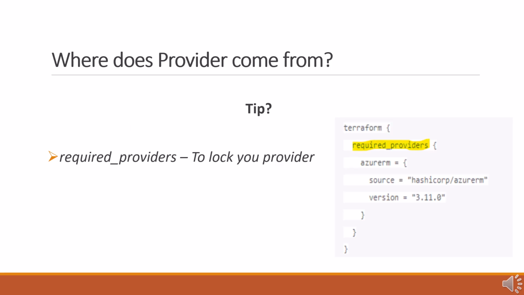A pro tip, interviewers love it when you mention that providers are versioned. You should always lock your provider versions in a required_providers block. Why? Because if a provider update changes the way a resource is built, your code might break during the next deployment. Lock the version, save your weekend.